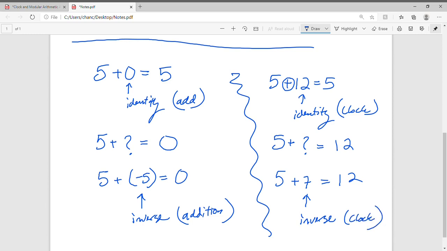So there's two sides of this. For regular arithmetic, 0 is our identity. So to find the inverse, you have to figure out what we need to add to our number to get the identity. For clock arithmetic, 12 is our identity. So to find the inverse of a number, we have to figure out what we need to add to our number to get the identity 12.